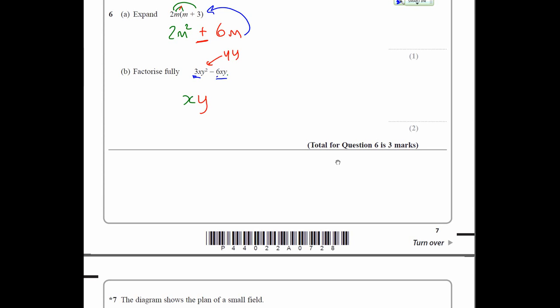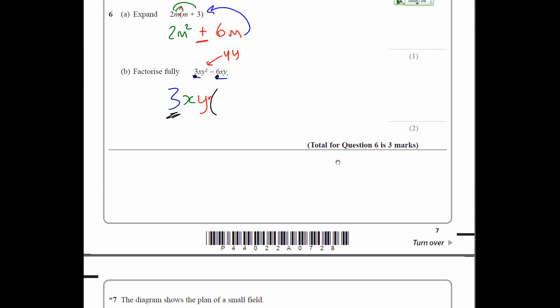3 and 6 are in the same times table. They're in the 3 times table, so you can take that number out. Be careful, because this number in the times table has to be the biggest times table that both the numbers are in, which is 3. Now, you've got 3xy, and it's a little times like we did before.